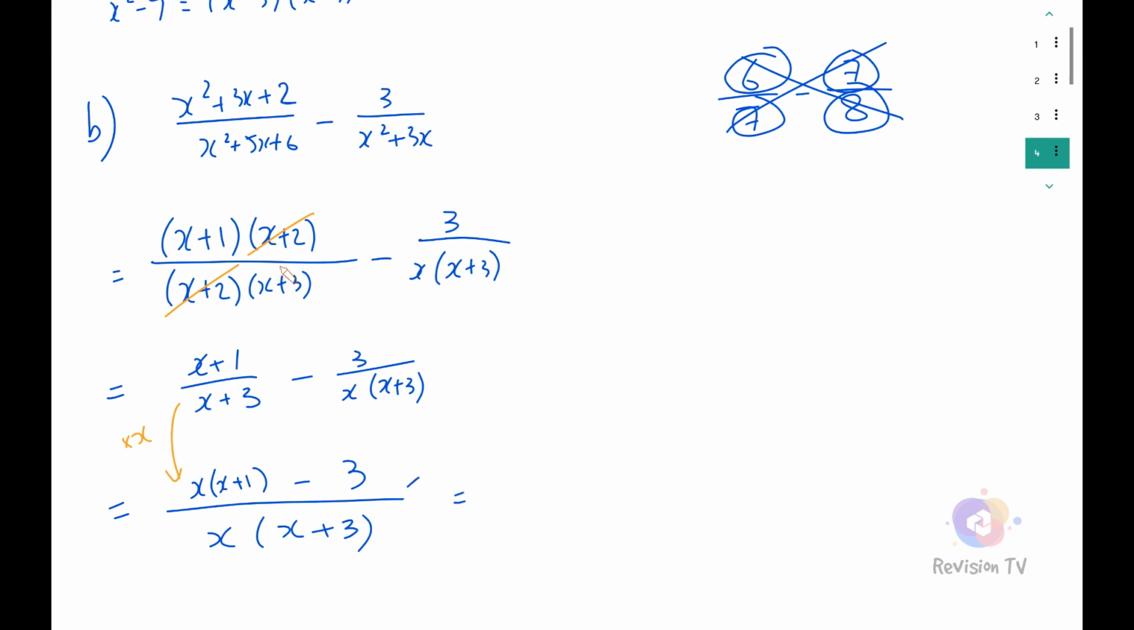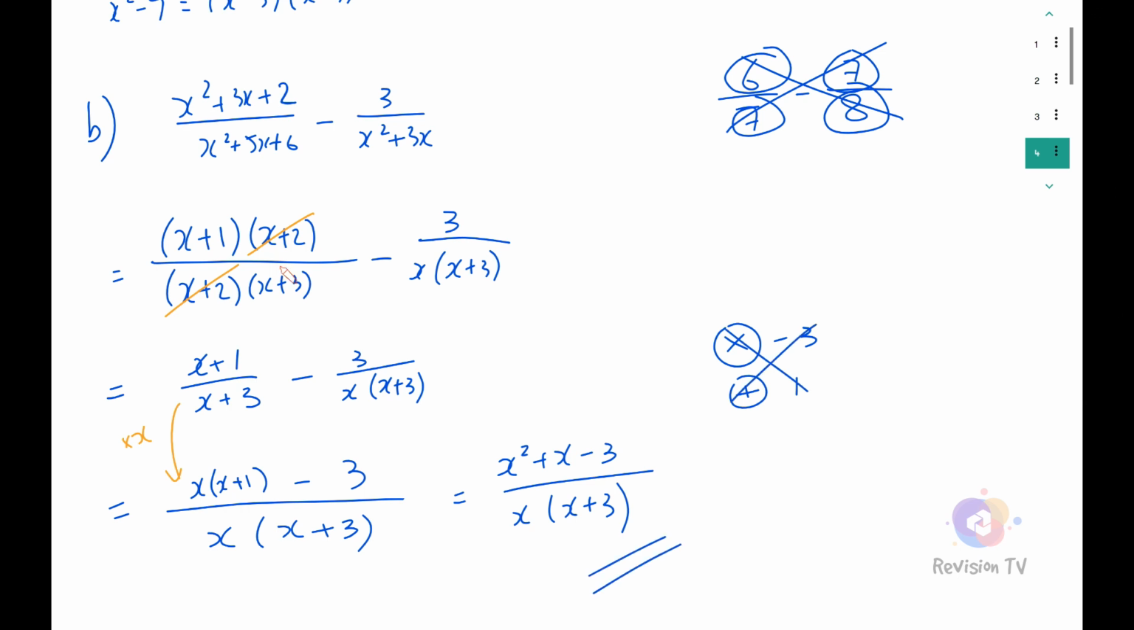Next, expand the bracket in the top, then you'll have x squared plus x minus 3 over x times x plus 3. Now, we'll double check our answer by seeing if we can factorize it. So you need to multiply to give minus 3 and add to give 1. The only pair of numbers that multiply to 3 is 1 times 3, but the difference is not 1, so therefore we can't factorize it, and that will be the final answer.